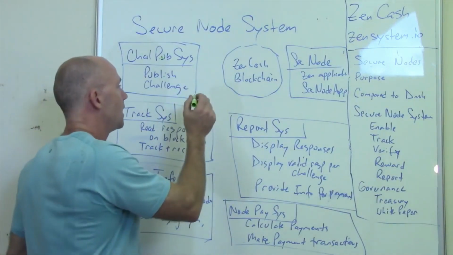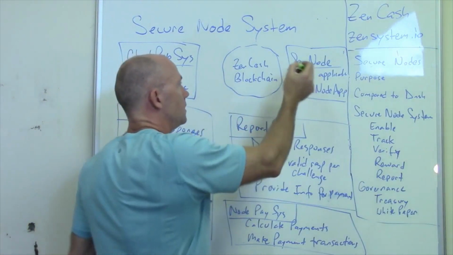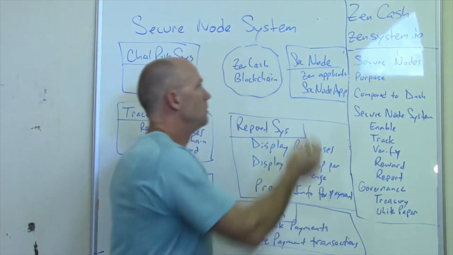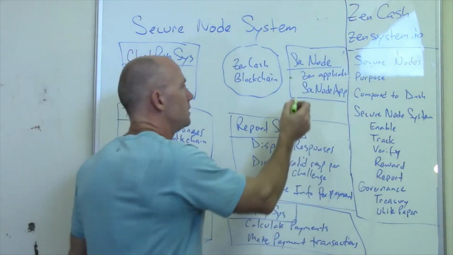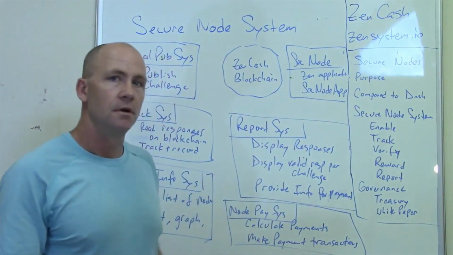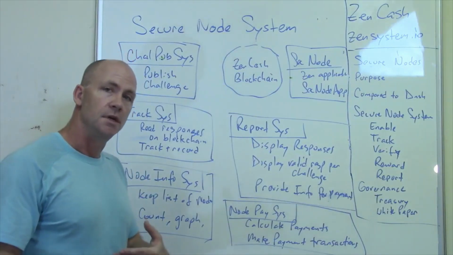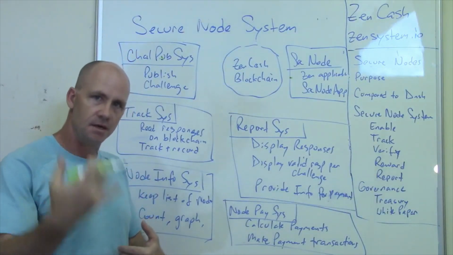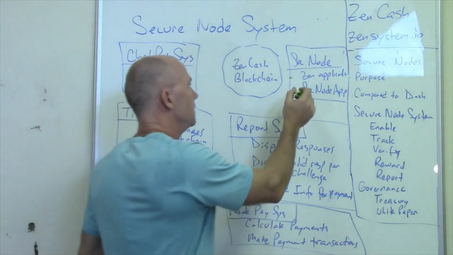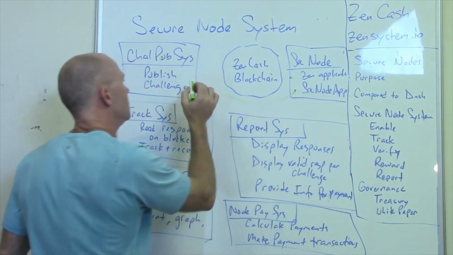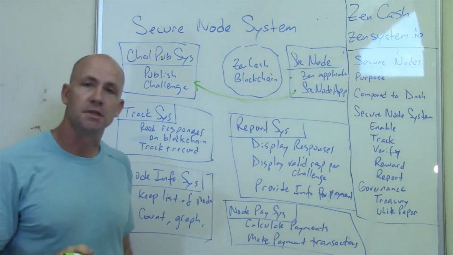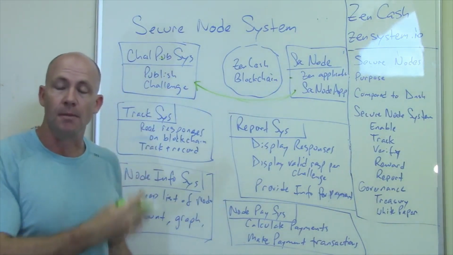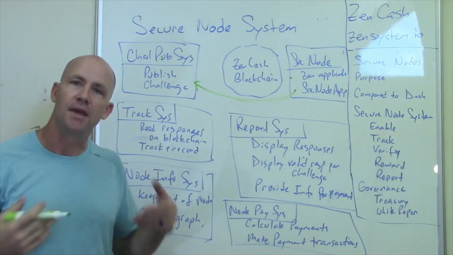So a challenge is published, and now the secure nodes are going to be running the regular Zen application with OpenSSL, and then the secure node application itself, which is going to be like a Python script that does a bunch of different things. This secure node app is going to be continuously looking to the challenge publishing system for challenges to be published. When it sees one, it then takes action.